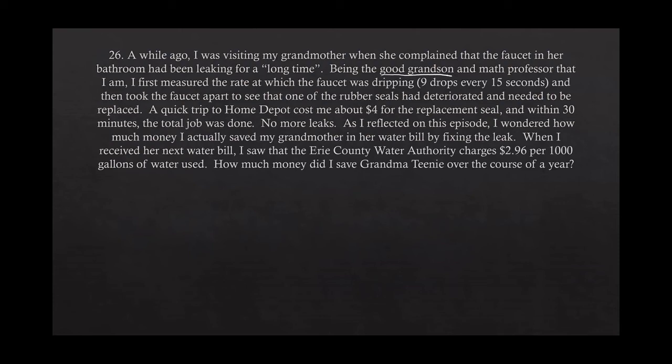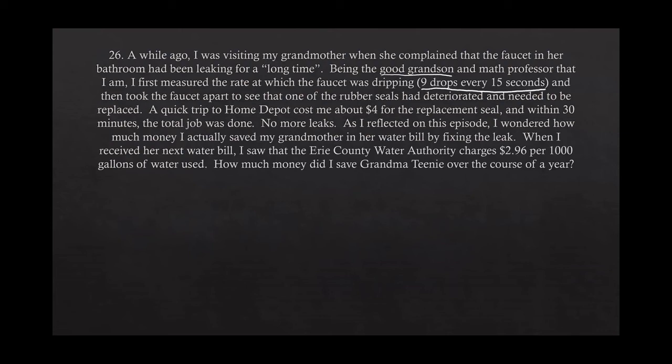It says, a while ago, I was visiting my grandmother when she complained that the faucet in her bathroom had been leaking for a long time. Being the good grandson and math professor that I am, I first measured the rate at which the faucet was dripping. 9 drops every 15 seconds. That feels important. Let's underline it.